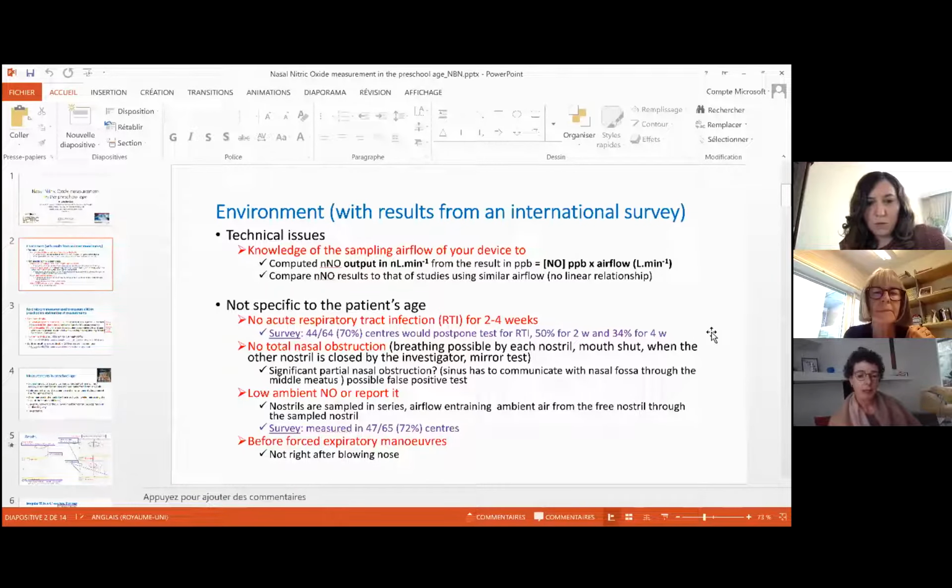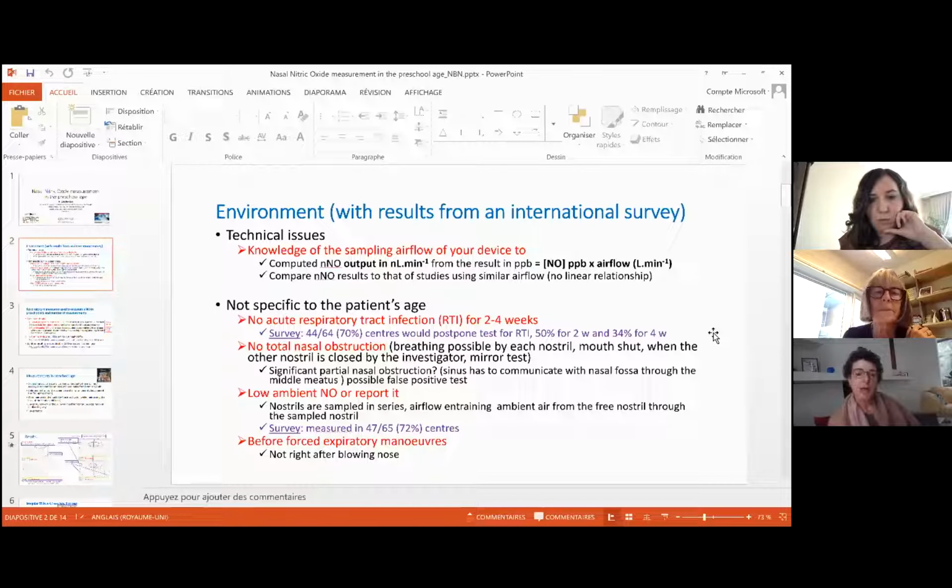Second, and I think Jane has nicely explained all this, but I just want to share a few results from a survey that you might have taken part in on nasal nitric oxide measurement in children. Most of the people, 70% of those answering the survey, would postpone the measurement in case of a recent respiratory tract infection, which is good. The duration of the delay is not set yet, but you see it's a few weeks.